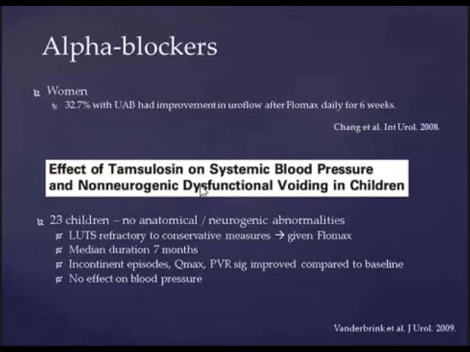And then this is my one pediatric slide here. I just wanted to look. We use Flomax in pediatrics, and I didn't really know what the data behind it was. Does it actually work or does it not? And in this one, this is people who had high residuals with no obvious bladder outlet. They had tried the conservative measures. For 7 months, they gave them the Flomax, and they improved. And they actually tolerated it really well without any effect on their blood pressure.